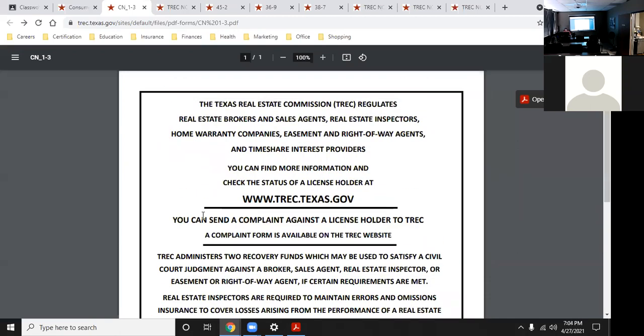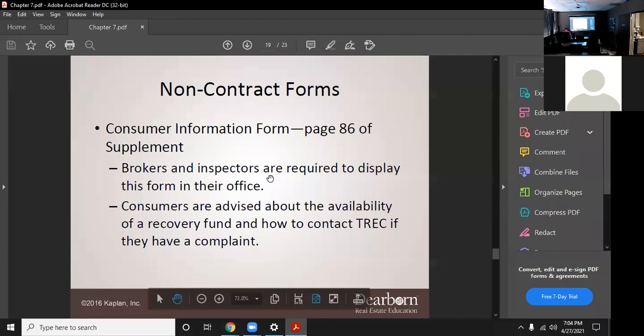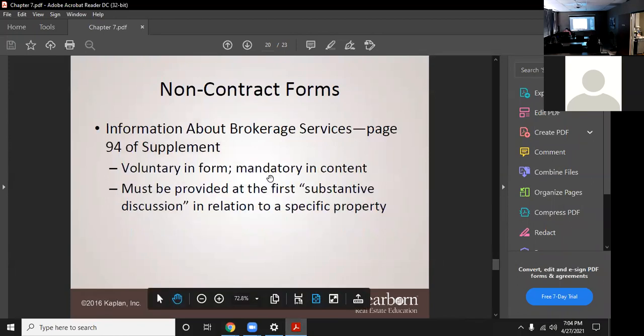Okay, yeah. That's everything. So, the next one we're going to talk about is the information about brokerage services. This will be called the IABS. Now, the IABS is voluntary in form, but it's mandatory in content, basically saying all the stuff in it you have to give. But it doesn't have to be in this exact document.